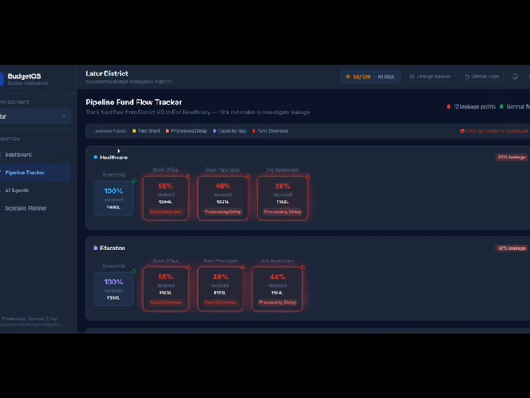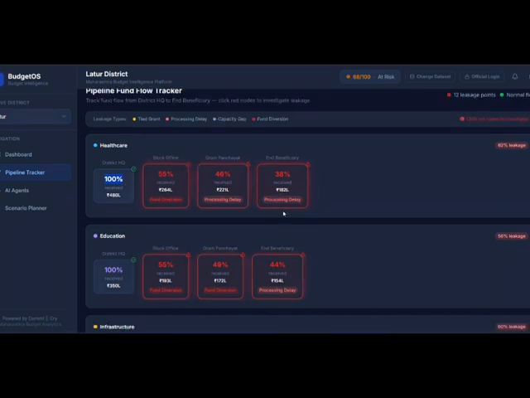Now, look at the healthcare for Latur. It received 480 lakhs, but the block office only received 264 lakhs. That's just 57%, and that's because of fund diversion. And the Gram Panchayat received 221 lakhs. That's 46% because of processing delay. And the end beneficiary received only 38% of the 100% that was funded. So more than half the money never reached the patient.